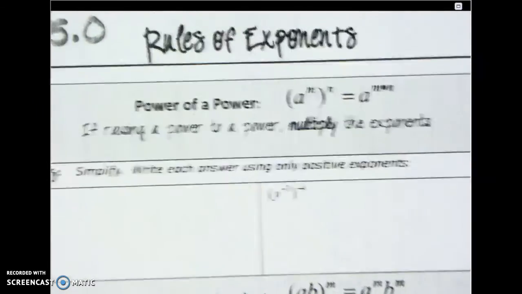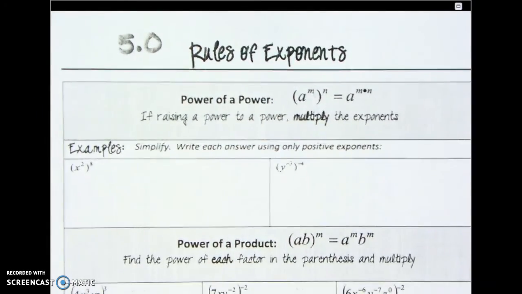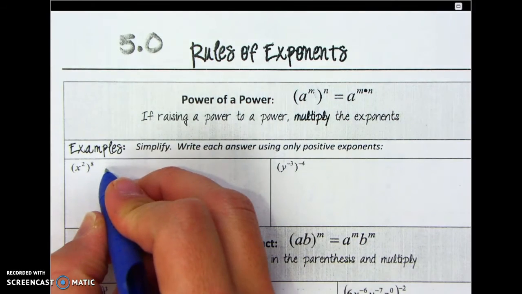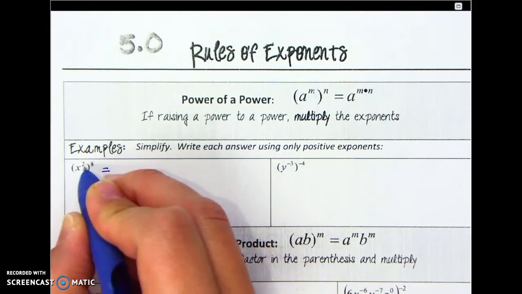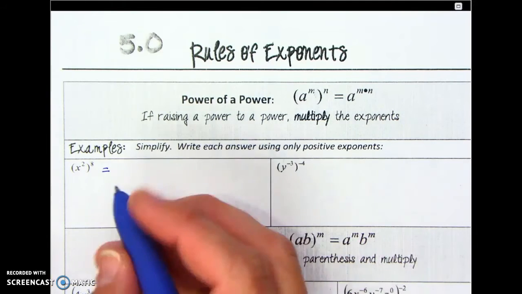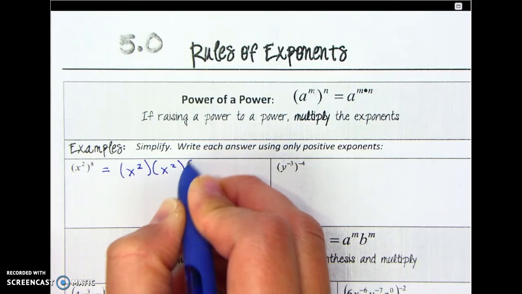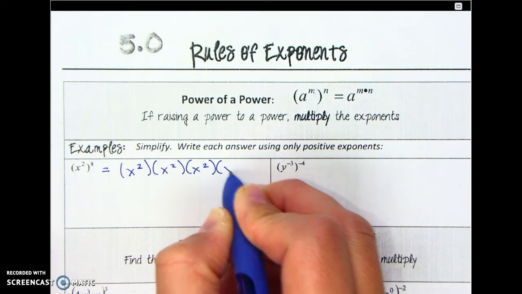Here we go. Zoom out. What do we have here? Power of a power. If raising a power to a power, multiply the exponents. And so what's 2 times 8? 2 times 8 is 16, right? So why are we multiplying it? Well, we're saying that there are actually 8 x squareds.